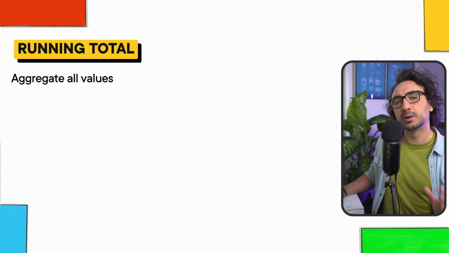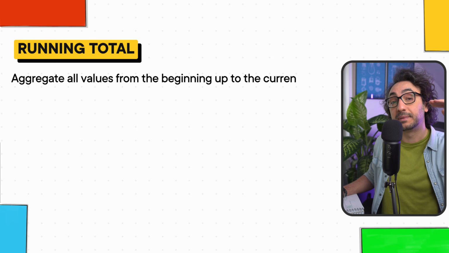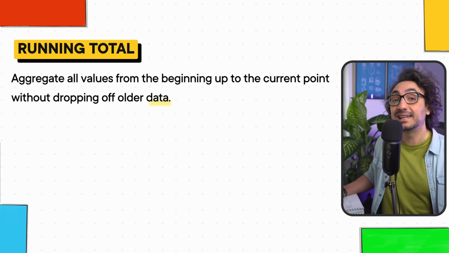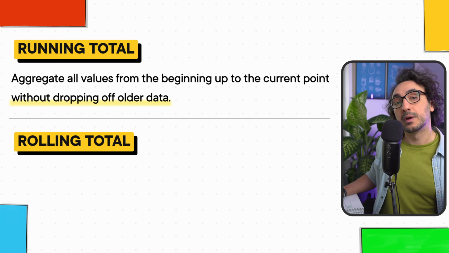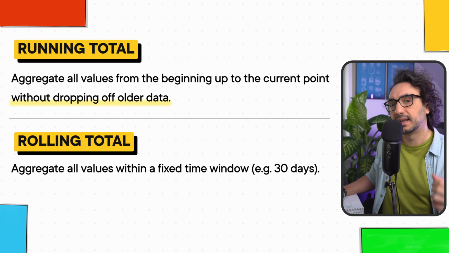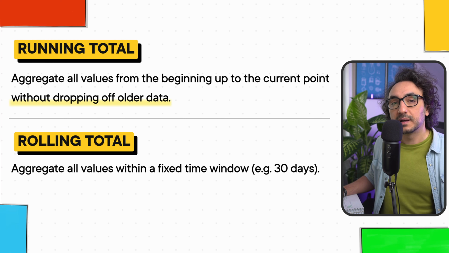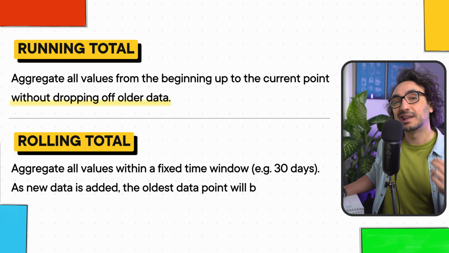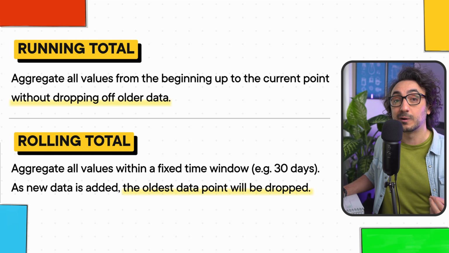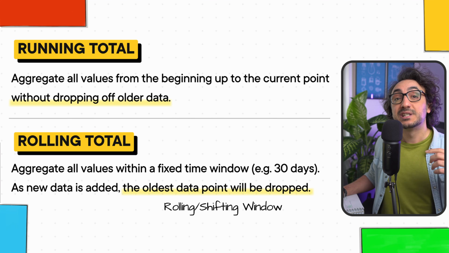The running total aggregates everything from the beginning until the current data point without dropping off any old data. On the other hand, the rolling total focuses on a specific time window, like the last 30 days or the last 2 months. And each time we add a new data point to the window, we drop off the oldest data point in the window. With this, we get the effect of a rolling, or let's say shifting, window.